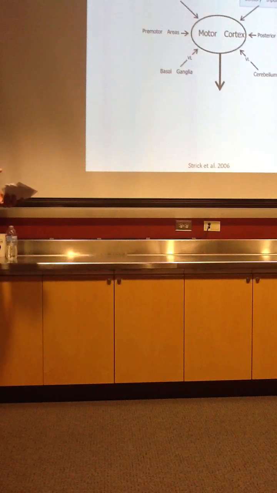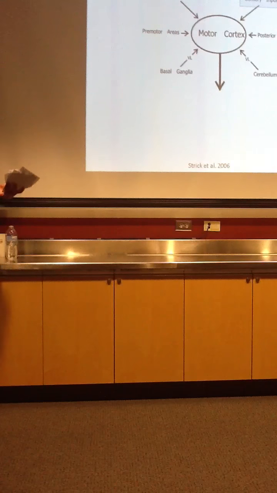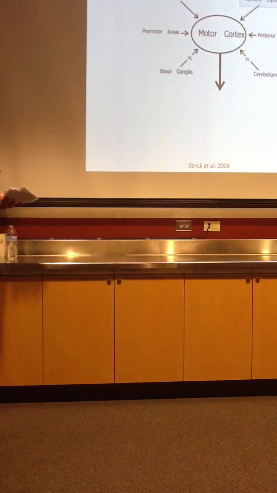Motor cortex receives various inputs from different parts of the brain. For example, supplementary motor area, premotor areas, basal ganglia and cerebellum have inputs into motor cortex through the ventrolateral nucleus of thalamus. Posterior parietal area gives input to motor cortex. And finally, somatosensory cortex also gives input to the motor cortex.